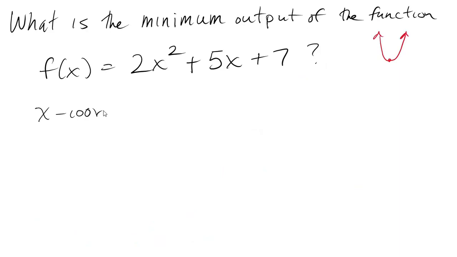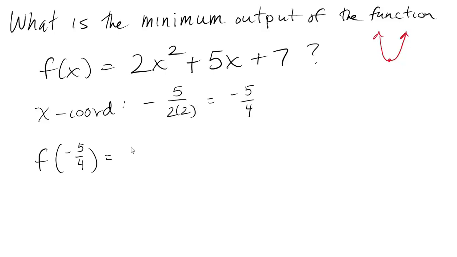The x-coordinate of the vertex is going to be the opposite of b over 2a. A is also 2. So this is negative 5/4. That doesn't answer the question, though. That's not the minimum output. That's the input that yields the minimum output. How do I get the minimum output? Well, I evaluate the function at negative 5/4 to get the minimum.